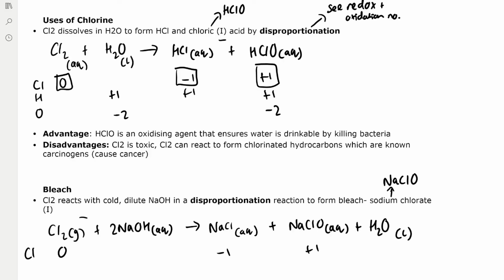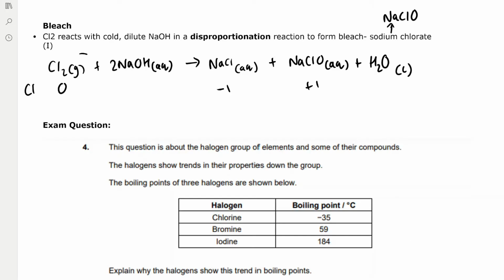An advantage of this use of chlorine is that HClO is an oxidizing agent, so it ensures that water is drinkable by killing the bacteria, but it has some disadvantages as well. Chlorine is actually toxic, and chlorine can react to form chlorinated hydrocarbons, which are known carcinogens, so they can actually cause cancer.